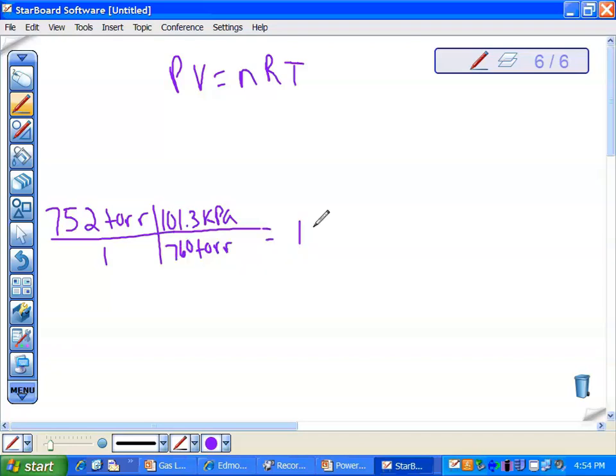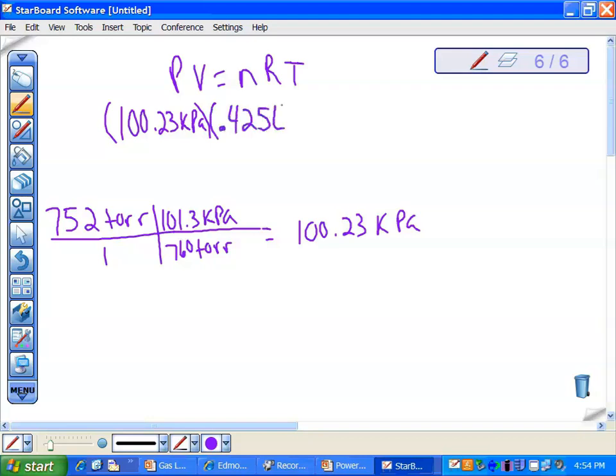This is 100.23 kPa. Our volume was 425 milliliters. It needs to be in liters, 0.425 liters. Moles, I don't know. Since I chose kPa, I'm going to use the 8.314. If you had chosen to do atmospheres, you'd be using the other number. And then my temperature here is 297 Kelvin. So I'm going to multiply this side and divide by those two.